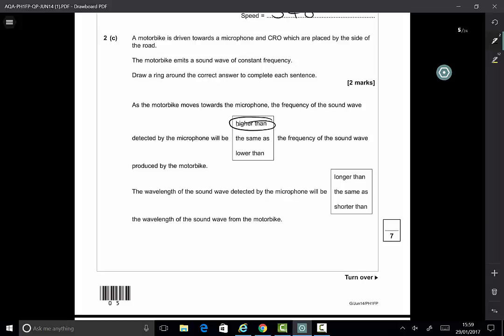If the frequency is higher, our waves have been compressed together, then the wavelength for the second part is going to be shorter than the wavelength of the sound from the motorbike.